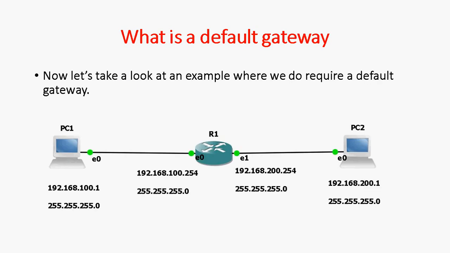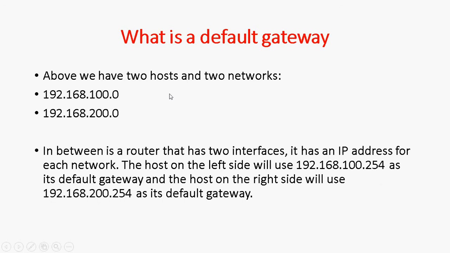Okay, this is my other example scenario. Here I am using one router and two PCs. Router 1 to PC1 is a different network and router 1 to PC2 is a different network. On the port connecting to PC1, I will assign the IP 192.168.100.254, and PC1 I will assign 100.1. For router 1 to PC2, I am using 192.168.200.254 on the Ethernet 1 interface, then PC2 200.1. So above we have two hosts and two networks.